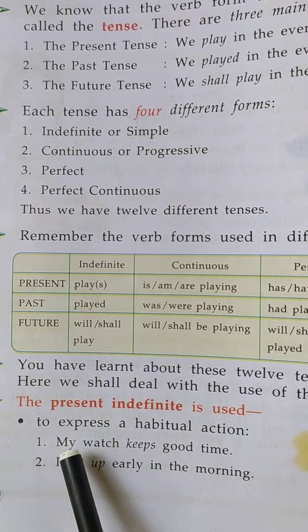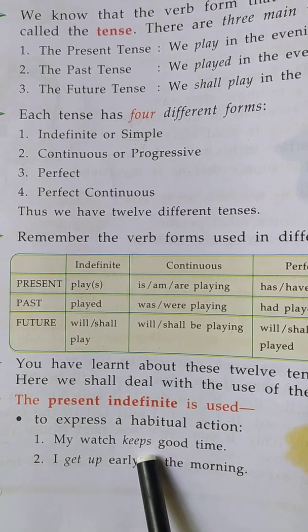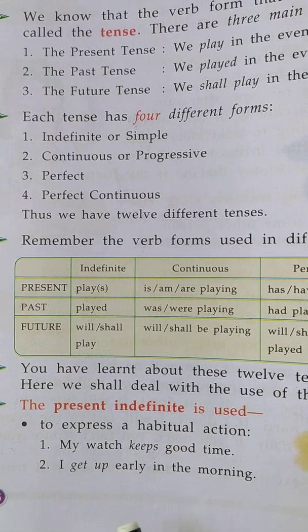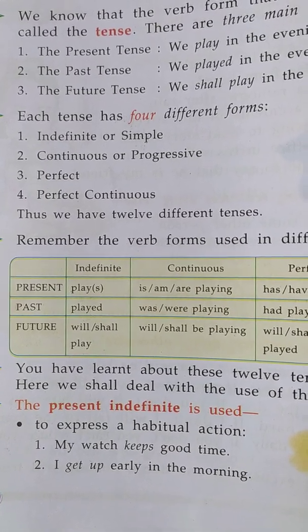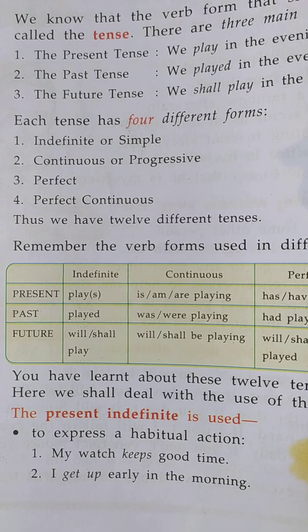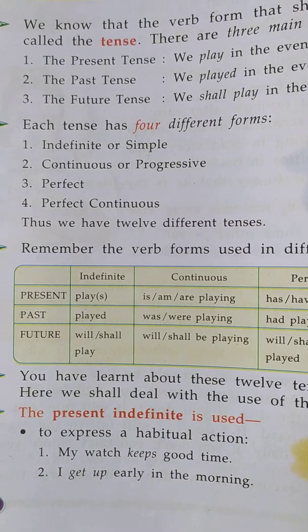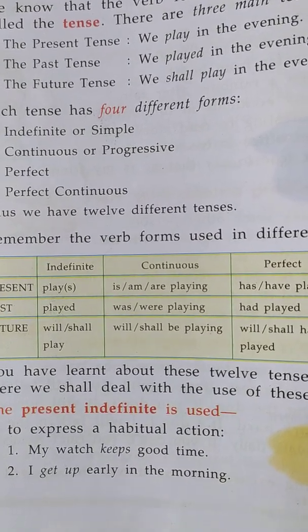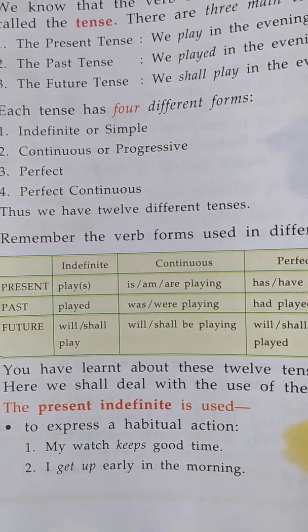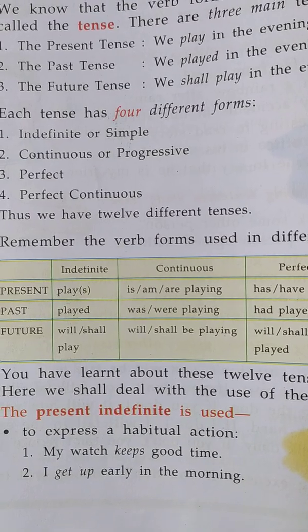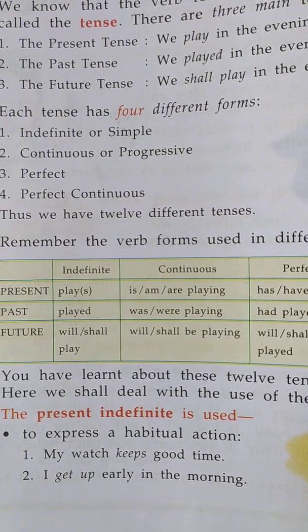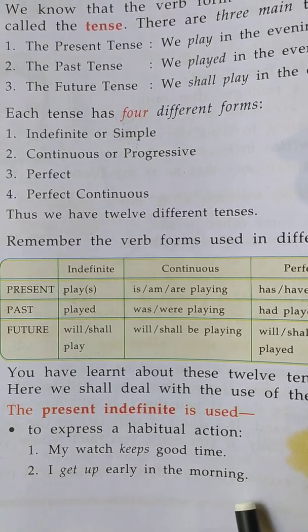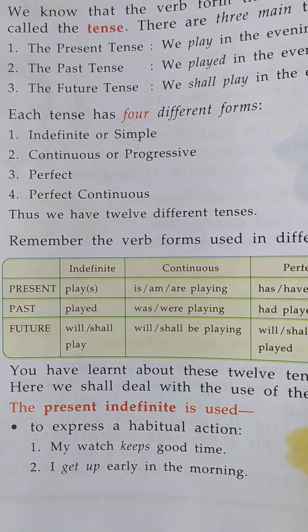The example number 1, my watch keeps good time. This is present indefinite tense, and this sentence expresses the habitual action. Number 2, I get up early in the morning. This sentence also expresses the habitual action. That's why the sentences are given in present indefinite or simple present tense.